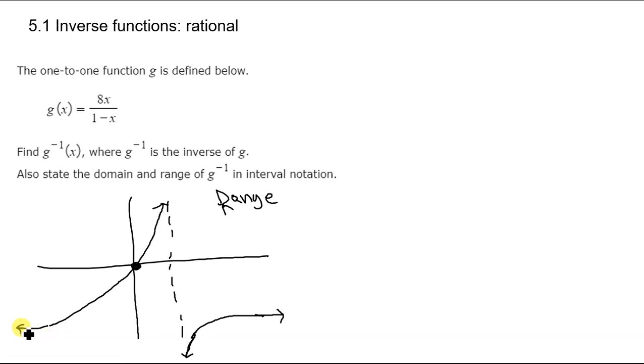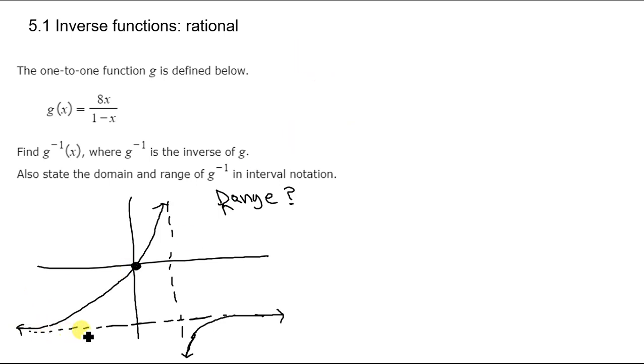Here, we have this horizontal asymptote. Does this function ever attain the height 8? Let's see. Does this function cross this horizontal asymptote is the question here. I need to know the range so I know the domain of f inverse.